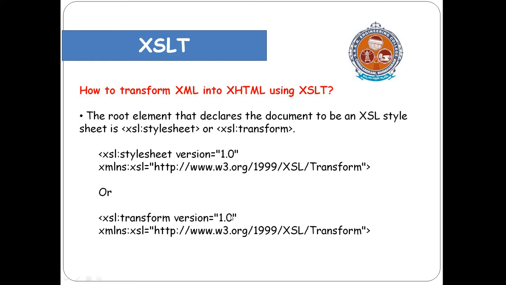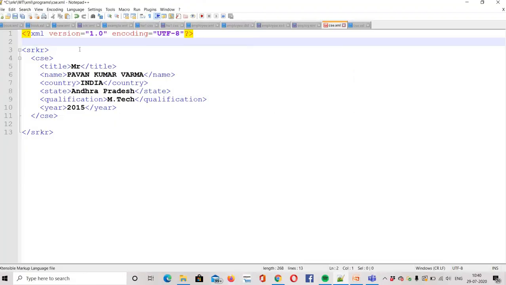So let's take a small XML file, write an XSL style sheet, and convert that XML into XHTML. So this is the sample XML file. This is the sample XML file we are going to transform into an XHTML file. So the first step is to write a sample XML file. This is the sample XML file.